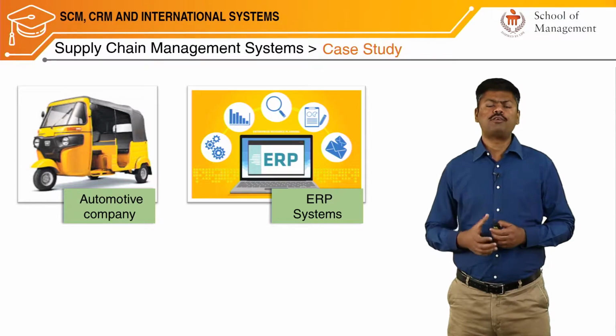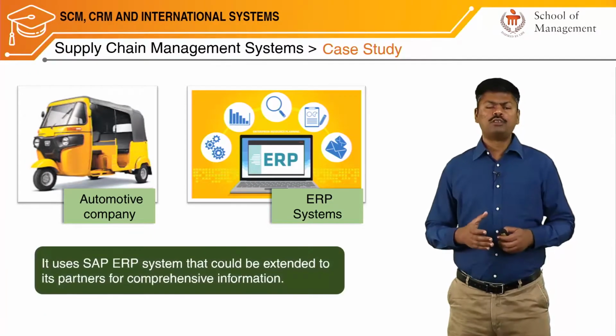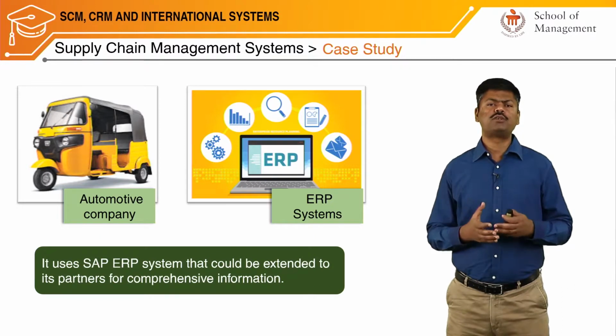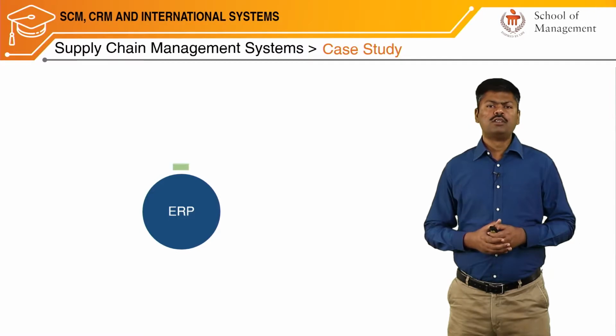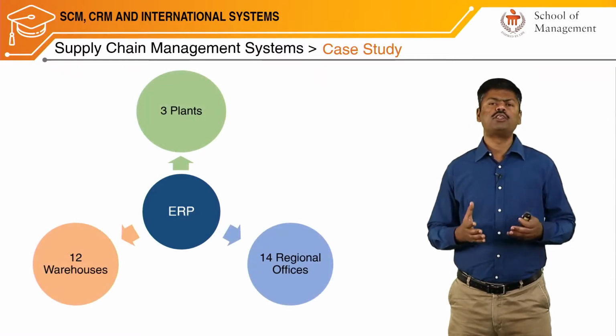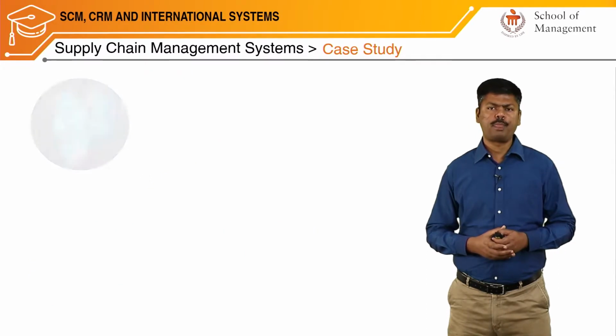So in an automotive company, the ERP systems facilitate in a big way in reducing the transaction cost and increasing the profitability. So Maruti uses an SAP ERP system that could extend to the partners for comprehensive information sharing. So ERP application across 3 plants, 14 regional offices and 12 warehouses are being managed using the SAP approach.